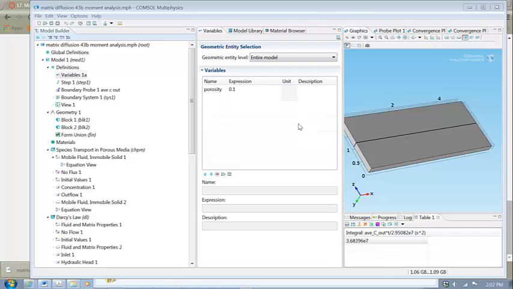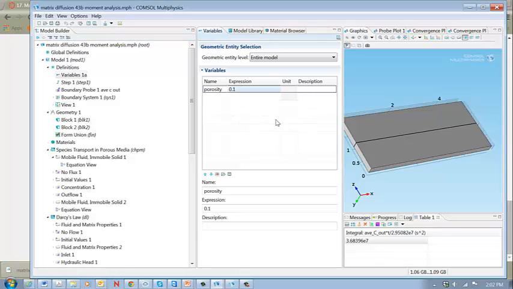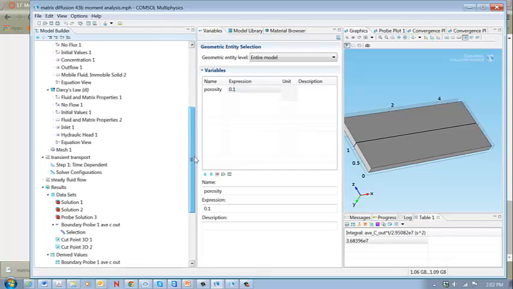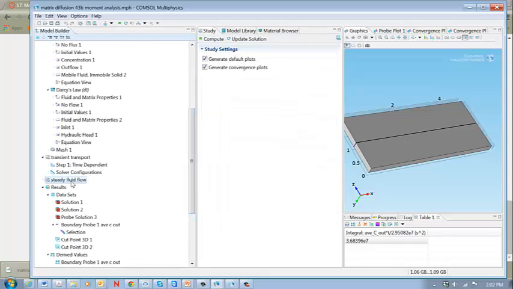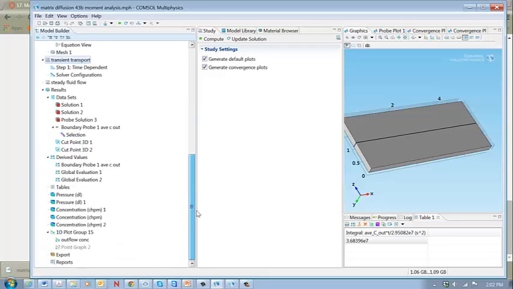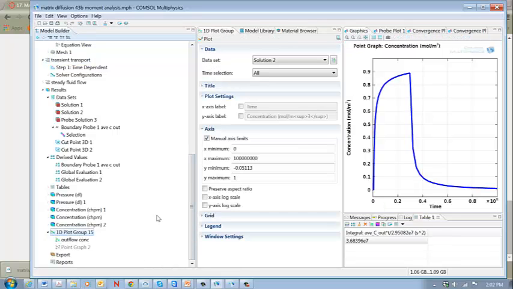Let's repeat the analysis with a new porosity. Change the porosity to 0.1 and revise the calculations. So I updated the fluid flow, and then I also redid the transport analysis. And the concentration coming out of the fracture now looks like this.